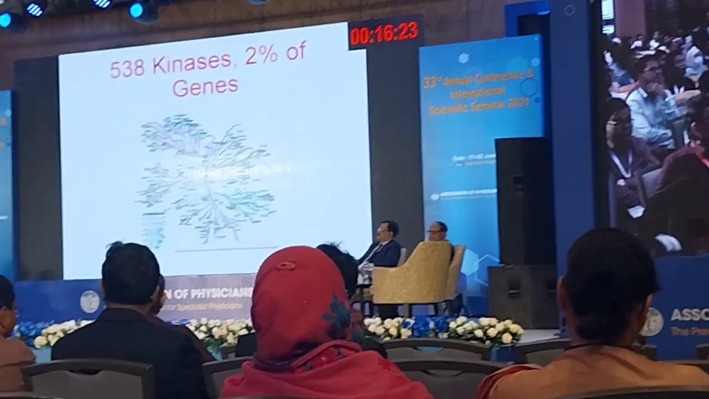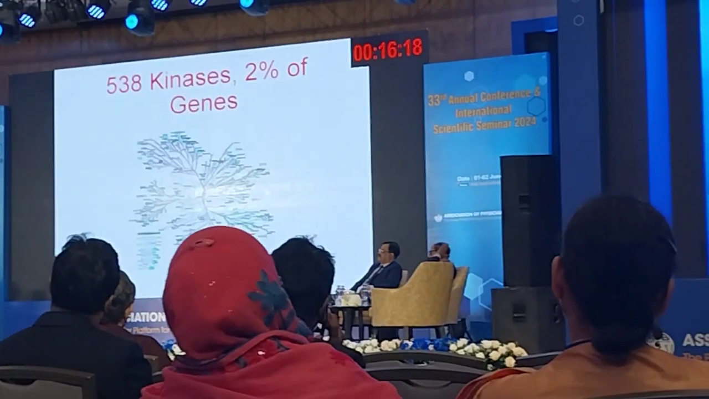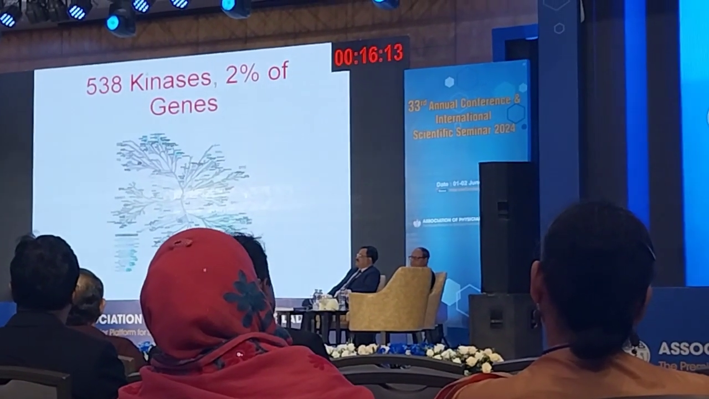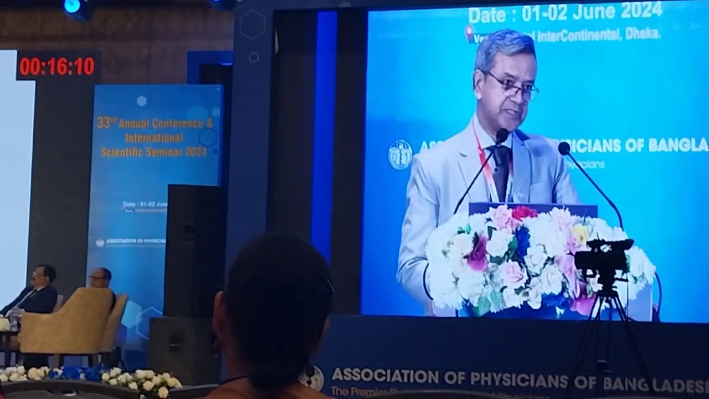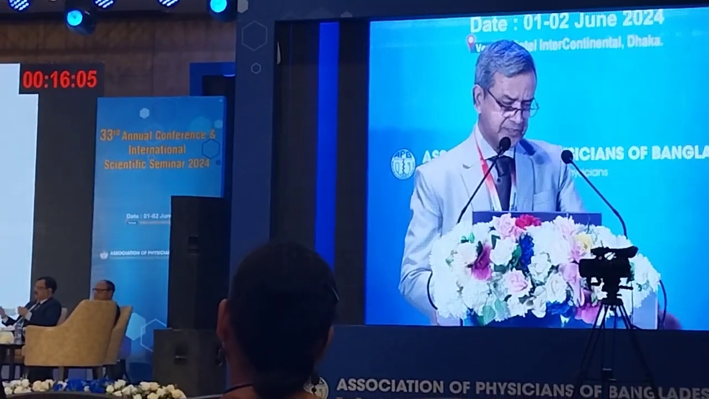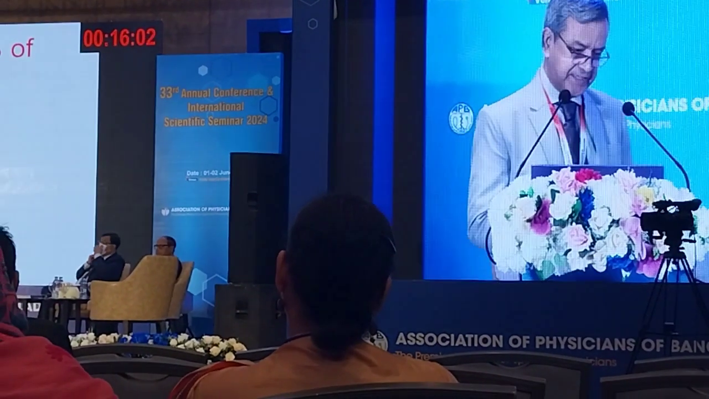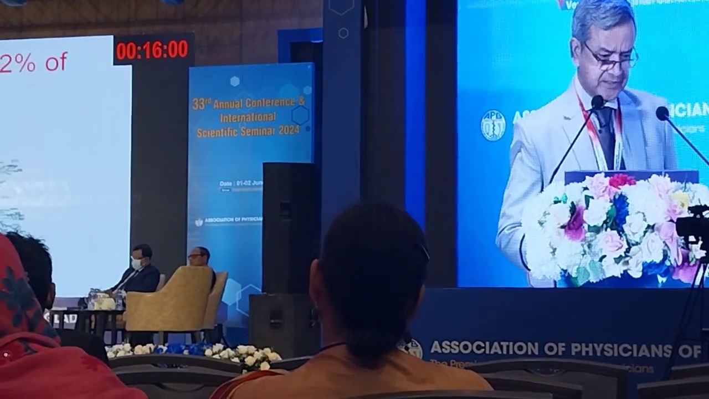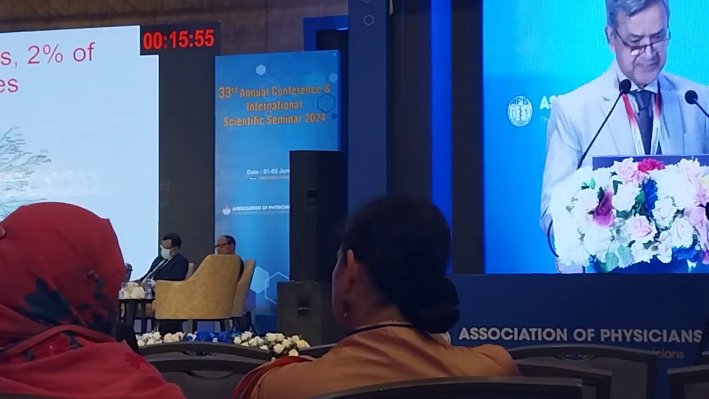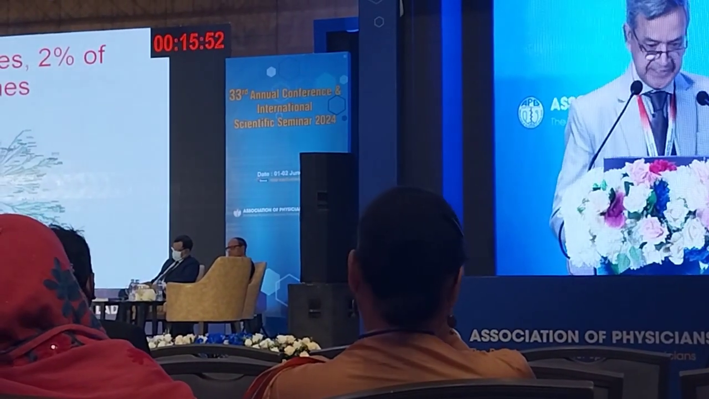And this is the human kinome. This is the human kinome, and it contains so far 538 kinases that have been discovered, and they are regulated by 2% of the entire human genome. And this is the tree. There are actually 4 broad categories of kinases. I am not going into details. This part of the tree comprises the tyrosine kinase, and Janus kinase is one of the tyrosine kinases.